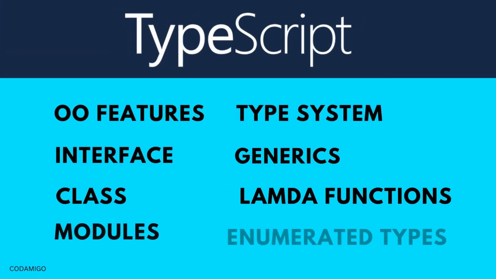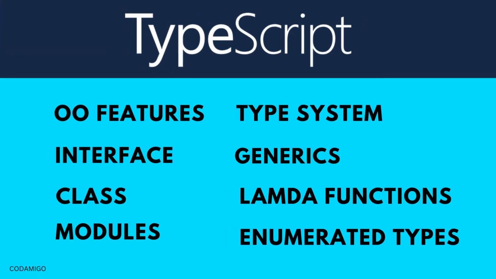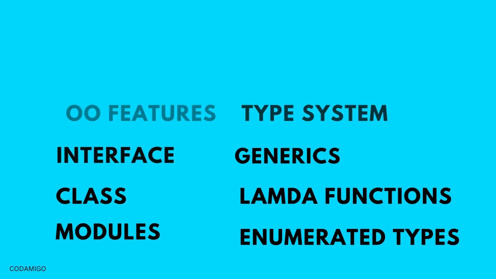Apart from its amazing and very helpful type system, TypeScript has brought to the table a number of other cool features like object-oriented features, interfaces, classes. It has generic capabilities. You can create generic functions and classes. It is very easy to organize your files. We have modules in TypeScript and we can create and generate enumerated types. It supports lambda functions or arrow functions and all the features that ECMAScript has brought.